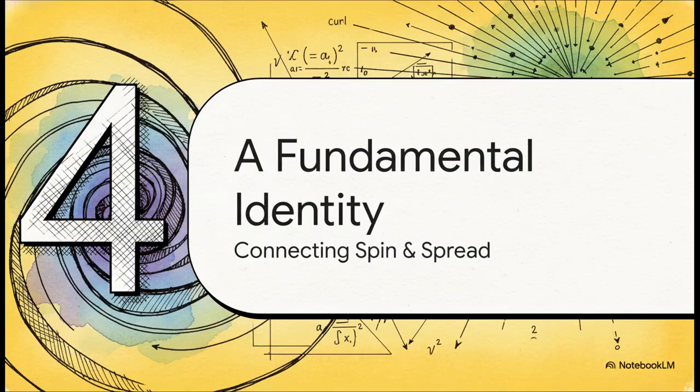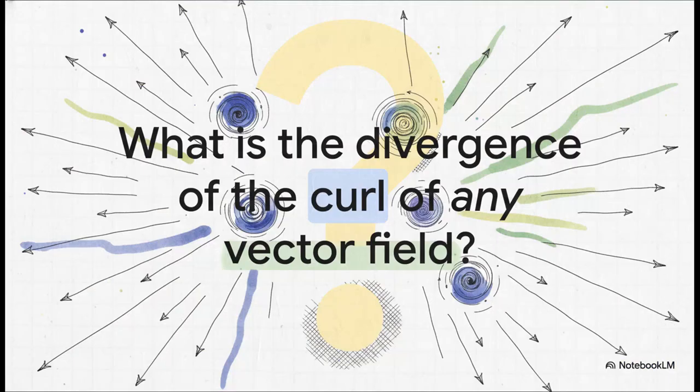Okay, this is where things get really cool. Now that we have a feel for both operations, what happens if we do one right after the other? Is there some hidden connection between the spin and the spread? So let's ask a very specific question that actually uncovers this really deep truth about vector calculus. What happens when you combine these operations? Like, what if you take the curl of a field first, and then you take the divergence of that new vector field you just made?